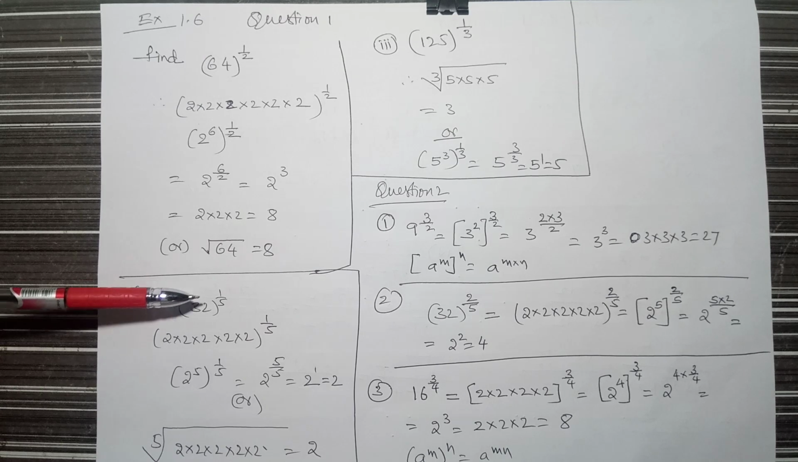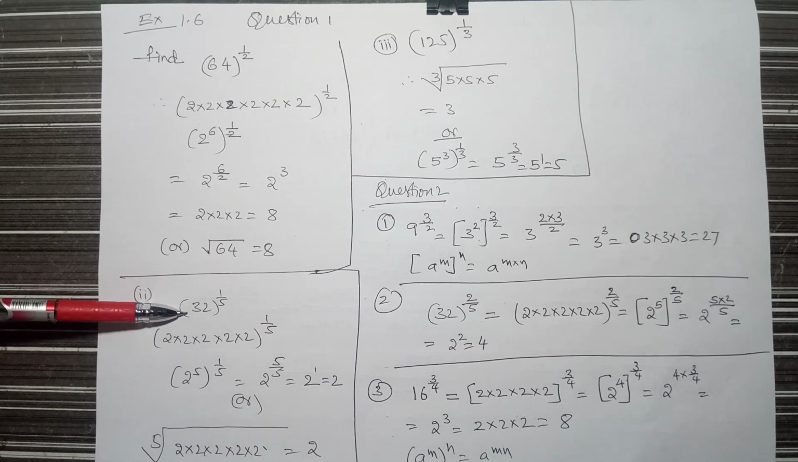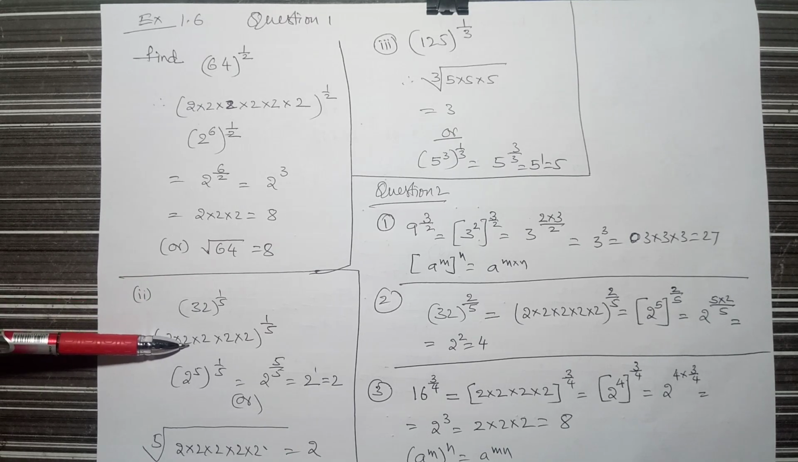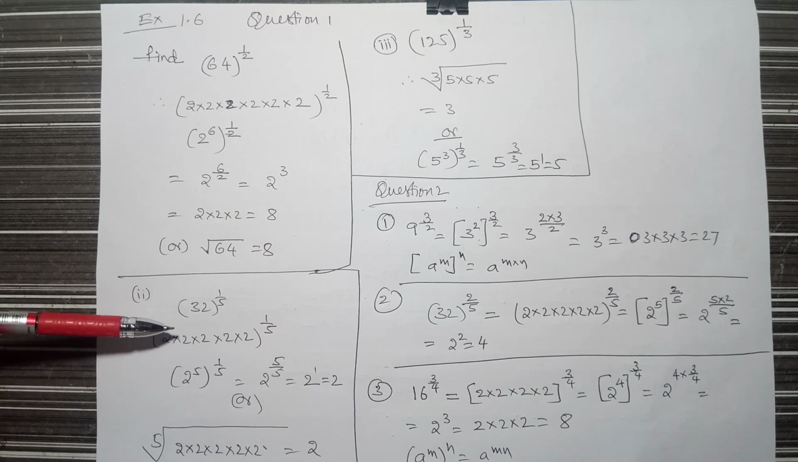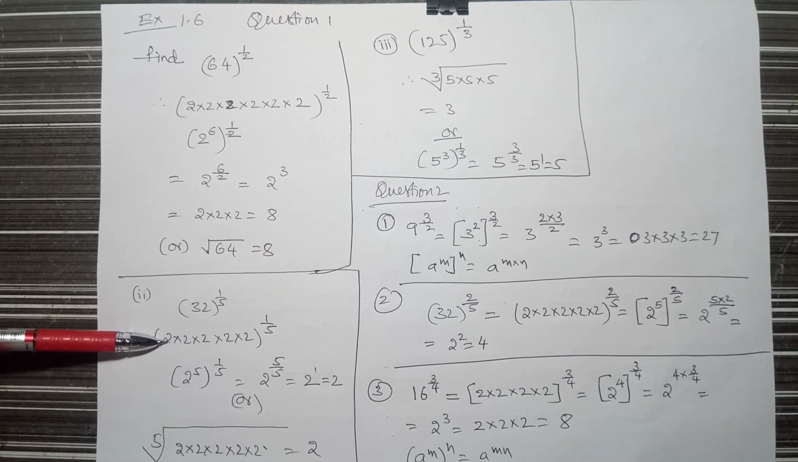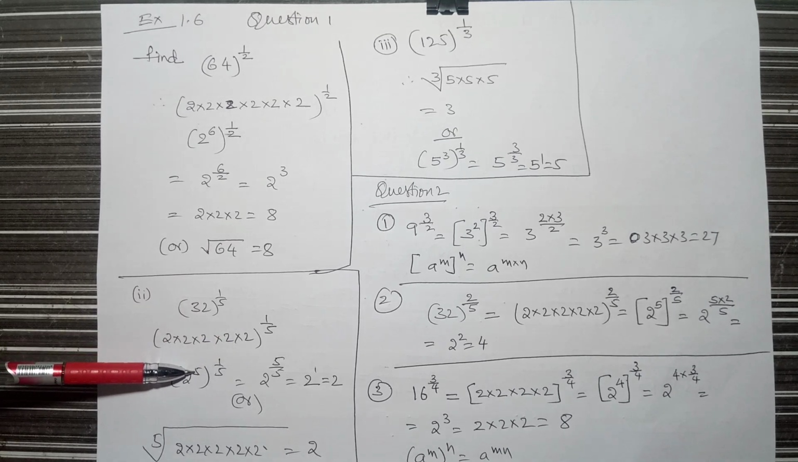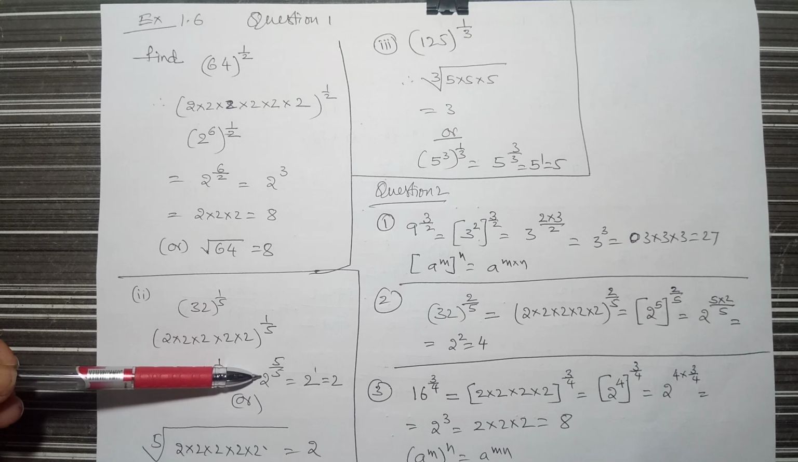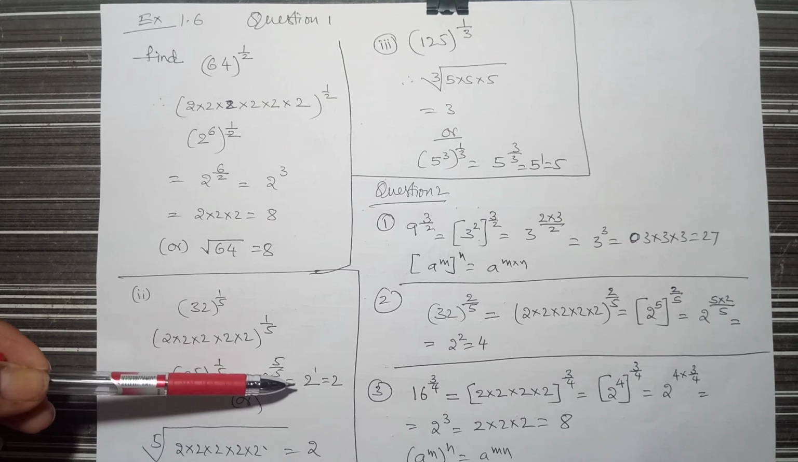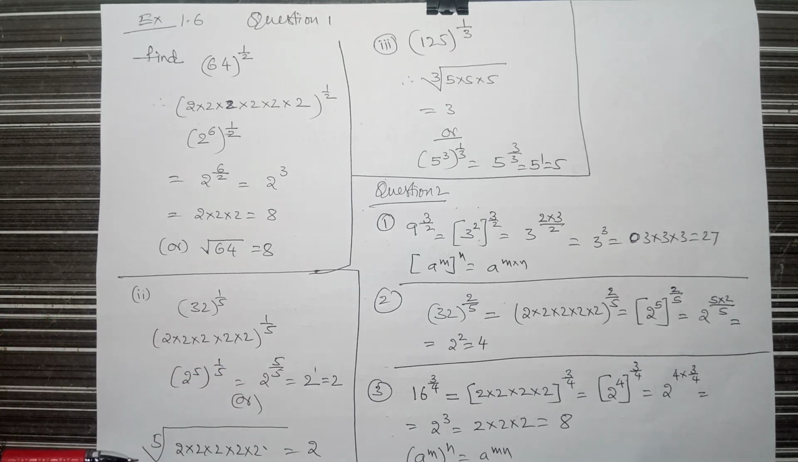Second question, 32 power 1 by 2. So take the 32 and write it in power form: 2 times 2 times 2 times 2 times 2, 5 twos. Don't count like 5 2s are 10, but here 2 2s are 4, 4 2s are 8, 8 2s are 16, 16 2s are 32. So (a power m) whole power n is equal to a power mn. Multiply and they will cancel, you will get 2.